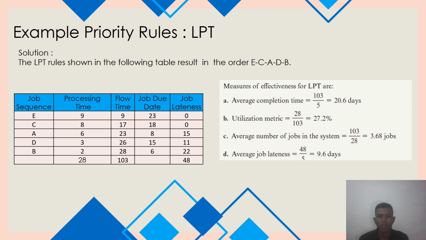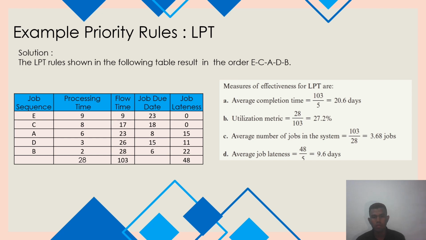Because E takes the longest. The sequence of jobs changes from the job that takes the longest to the job that takes the least time. Job E is first because it is the longest. After we sort the work based on the longest job first, then we will count.